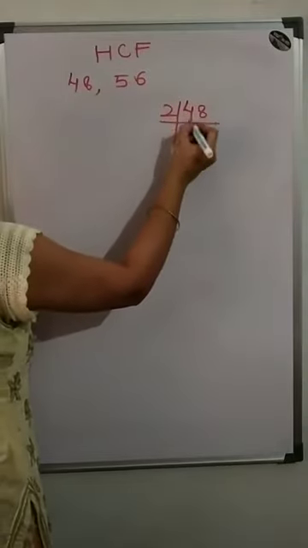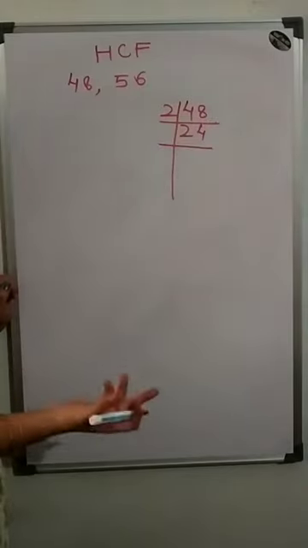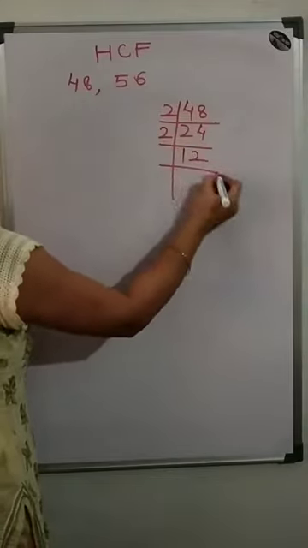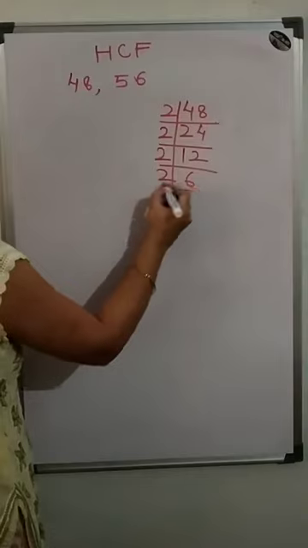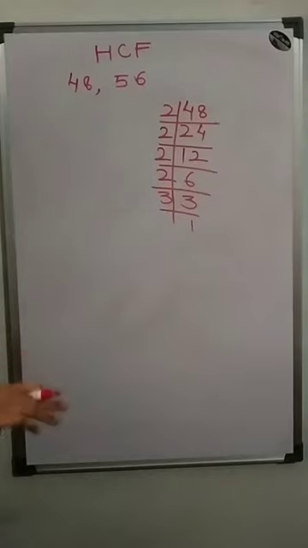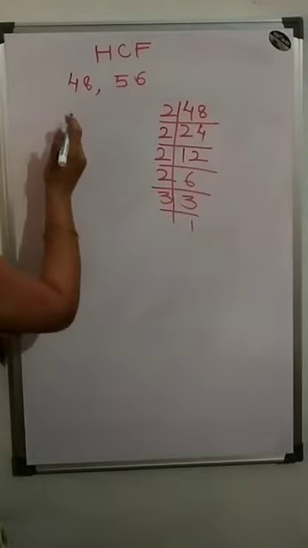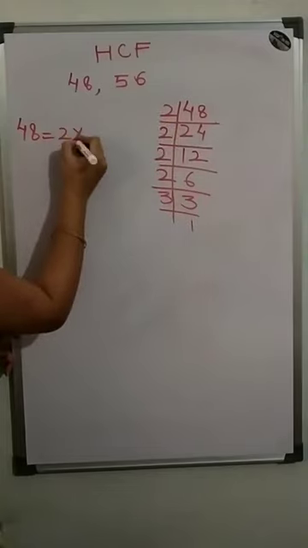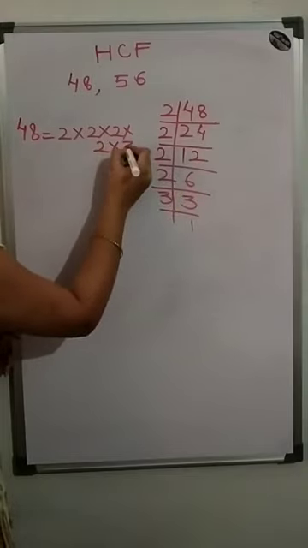2 twos are 4, 2 fours are 8. 24 is again an even number, so we divide it by 2. 2 ones are 2, 2 twos are 4. 12 is again divisible by 2, so write down 2 sixes are 12. 6 is again divisible by 2, write down. Always divide these numbers by prime factors, okay, not by other numbers. So 48 is equivalent to, write it down, 2 multiply 2 multiply 2 multiply 2 multiply 3.